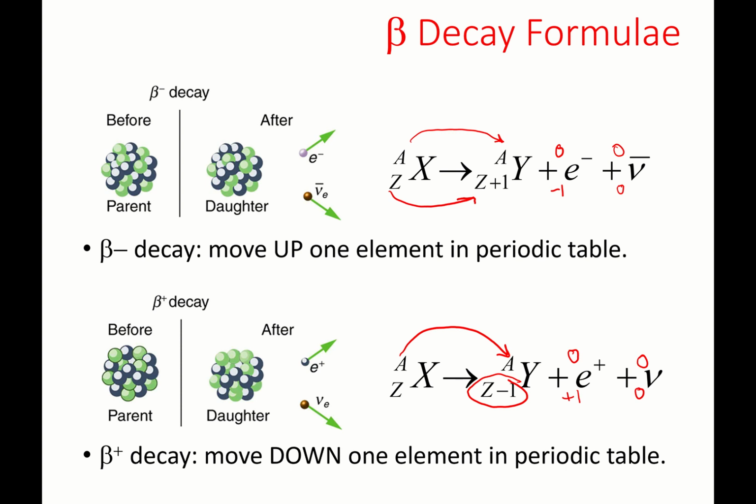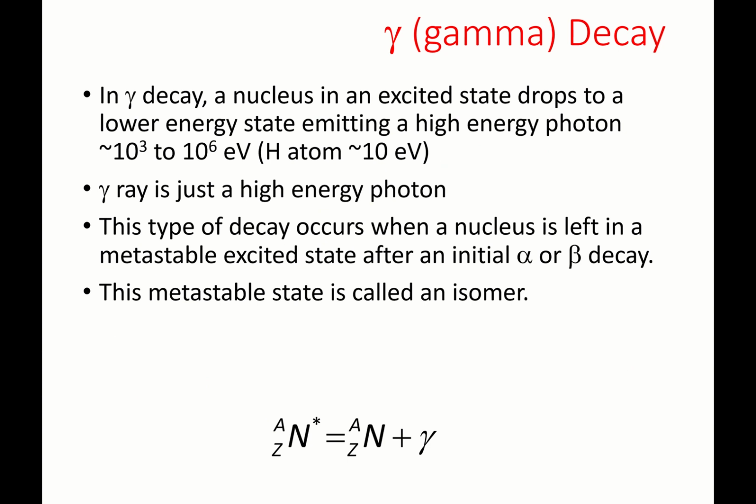So for beta plus decay, you move down one element in the periodic table. And for these symbols here, X and Y, we substitute what the symbol is in the periodic table for that atom. In gamma decay, what happens is just that a nucleus is in an excited state.